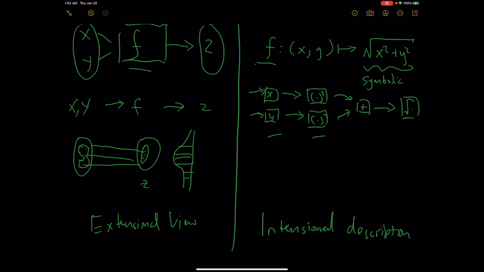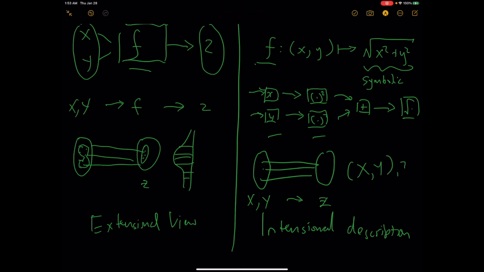And this intensional description is a deterministic mapping where, in a sense, we no longer need this data set of x, y, z pairs like we had in our extensional description. We can throw this away entirely and simply use the intensional description to reconstruct these pairs.